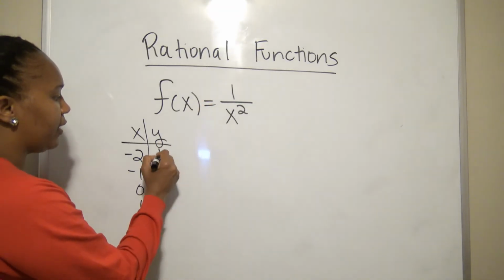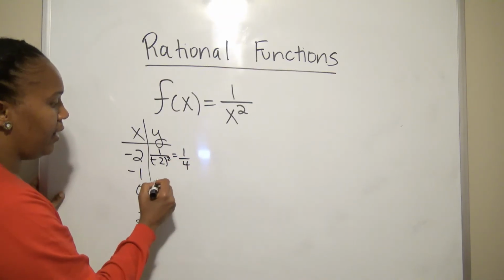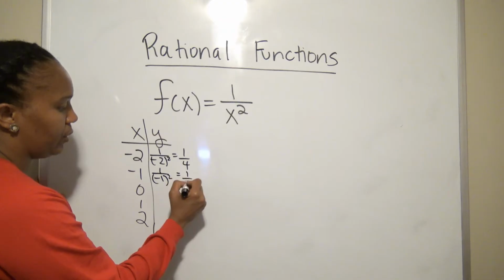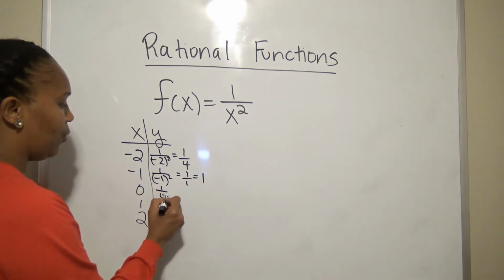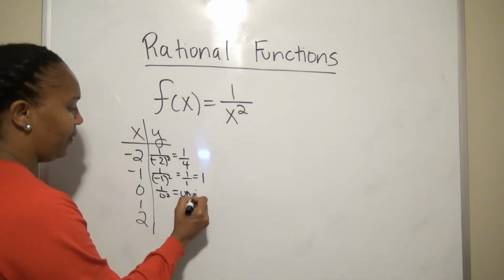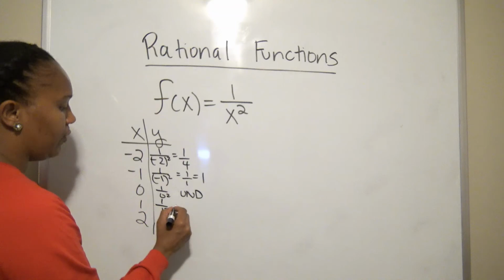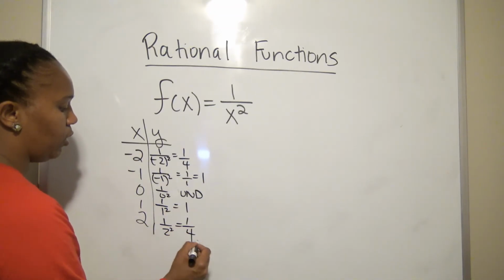So if I plug in -2, I get 1 over -2 squared, which is 1/4. If I plug in -1, I get 1 over -1 squared, which is 1 over 1, which is 1. If I plug in 0, I get 1 over 0 squared. Again, that's undefined. If I plug in 1, that's 1 over 1 squared, which is 1. If I plug in 2, that's 1 over 2 squared, which is 1/4.